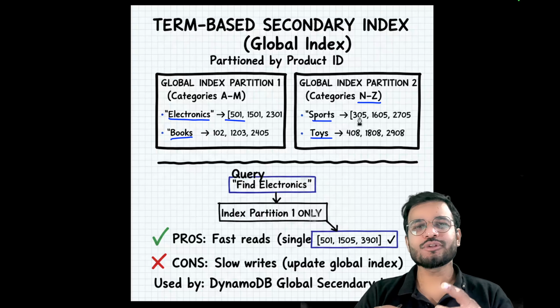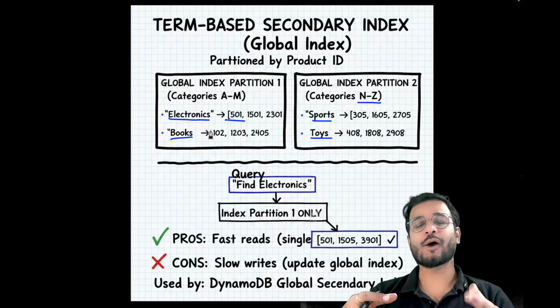Now what about the problem? I guess you've already learned it by now. When we write, first we have to write in the partition where it belongs, and then we have to write into another partition where the category or the secondary index lives. So the writes might become slower, but the reads become super fast. This is primarily used in DynamoDB. So now you see how secondary indexing can help us make reads much faster and how Google uses it.